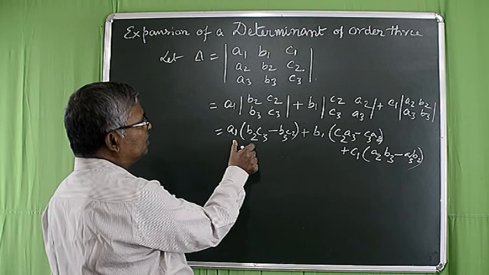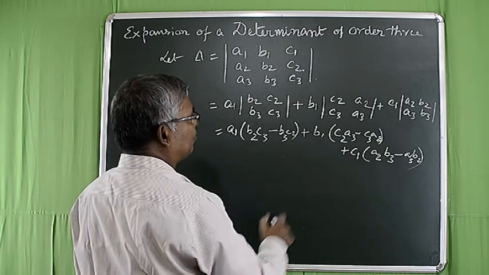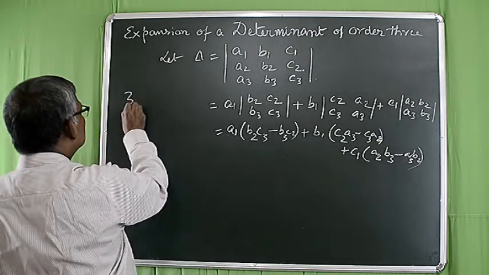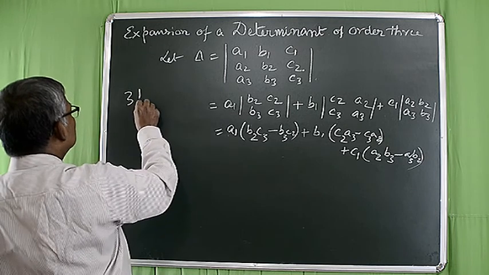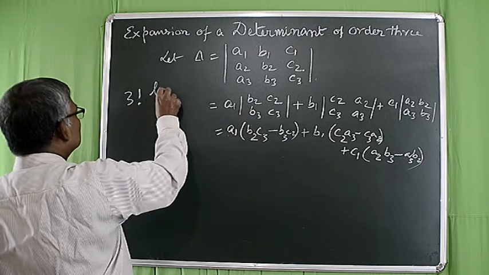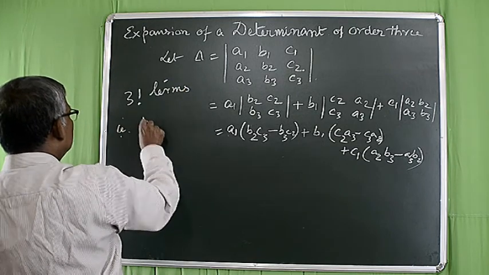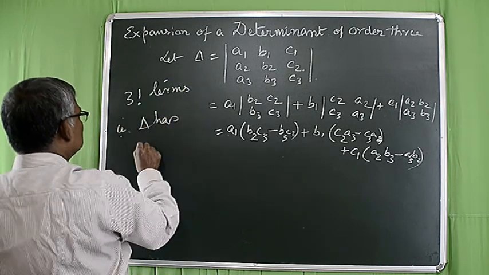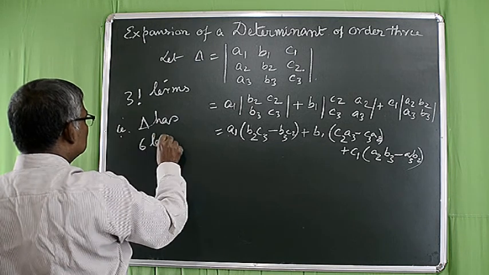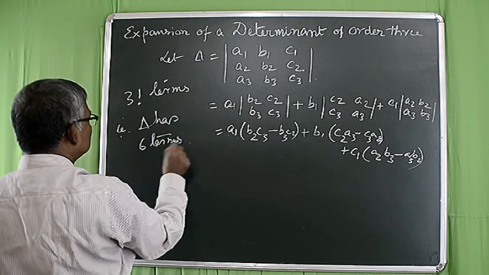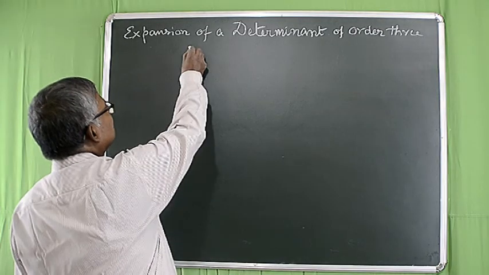Here see, there are 6 terms. So it is the number of factorial 3 terms. That is, del has 6 terms. Let us consider the example.